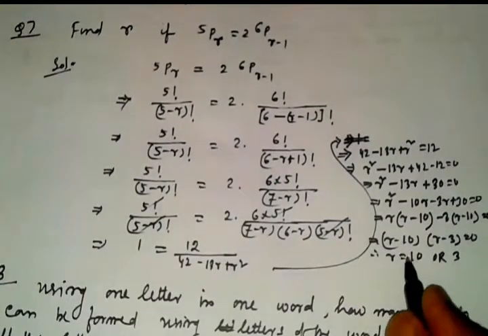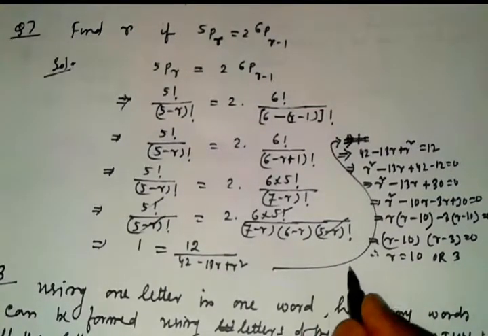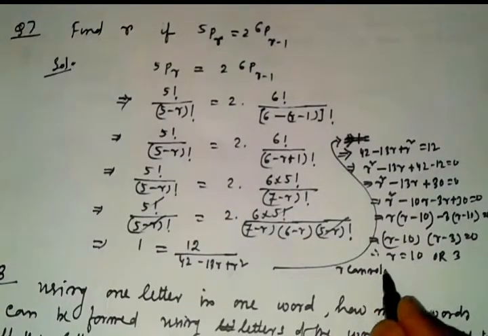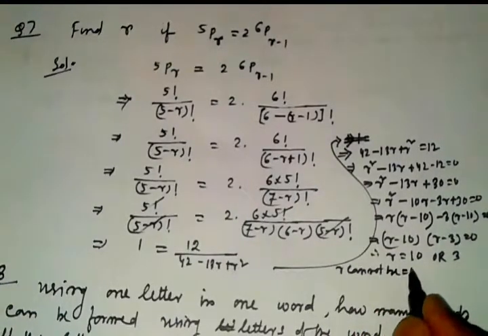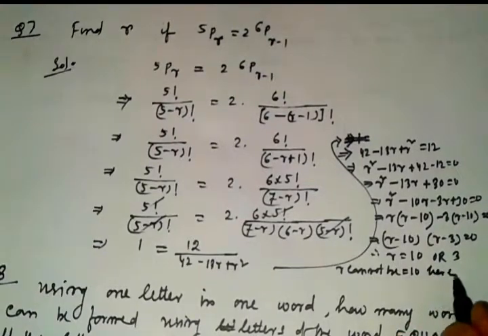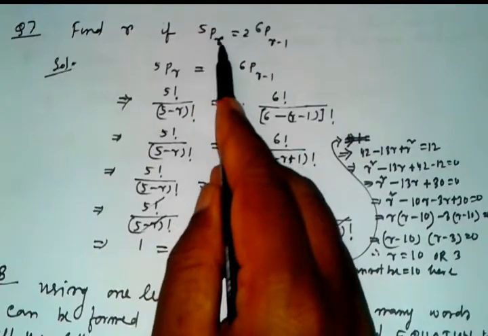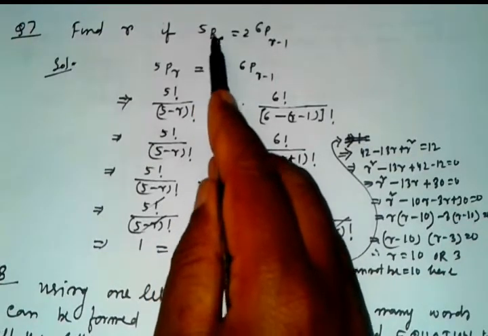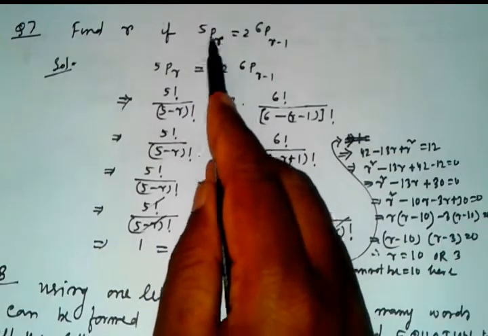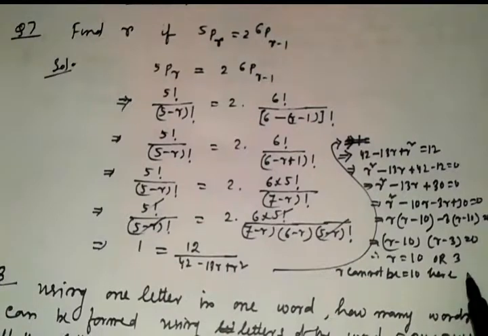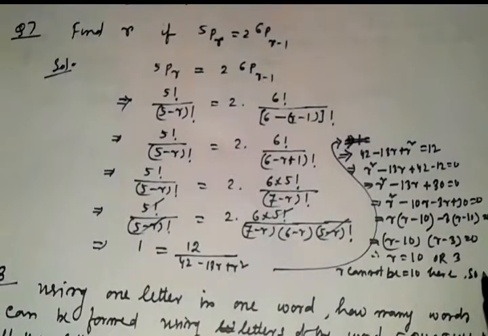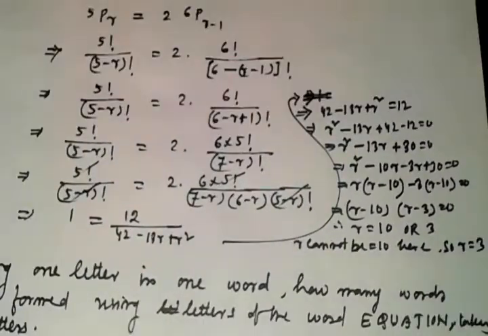But we cannot take r as 10. r cannot be equal to 10 here, because if r is equal to 10, then this will be 5P10, which is quite impossible. Therefore, r cannot be equal to 10 here. So r is equal to 3.